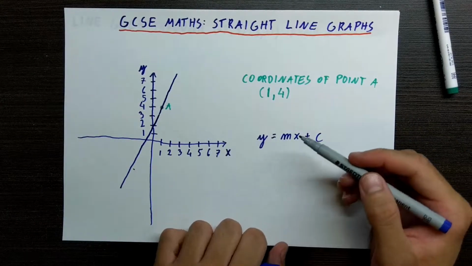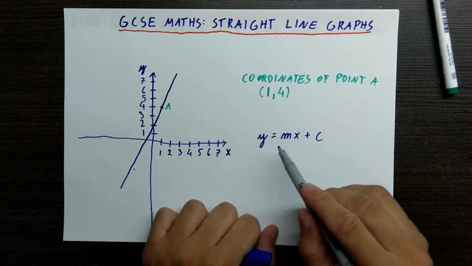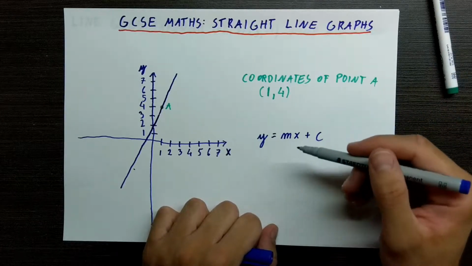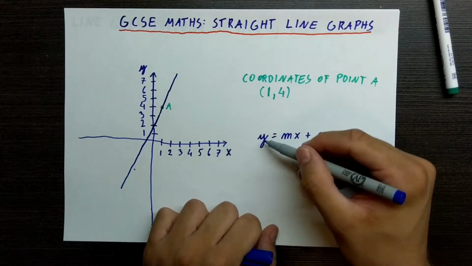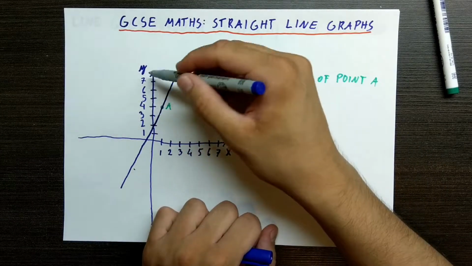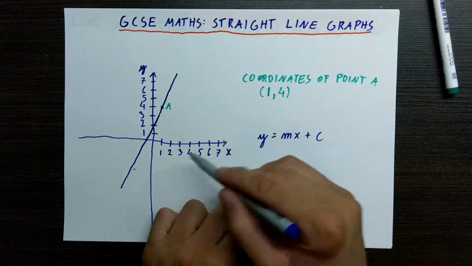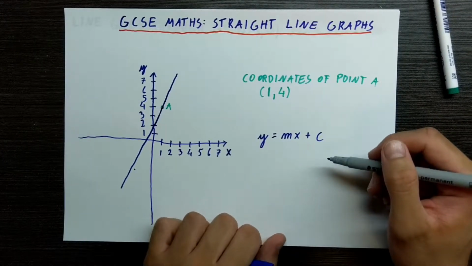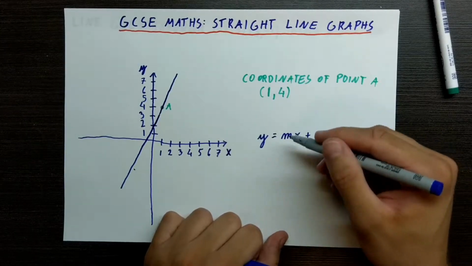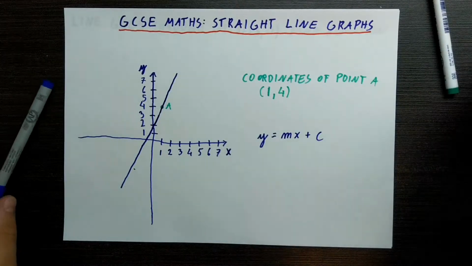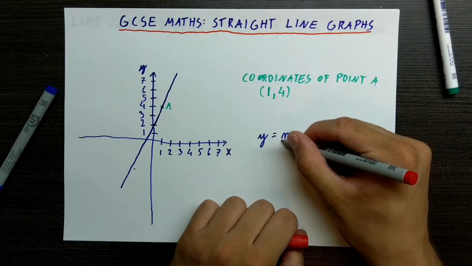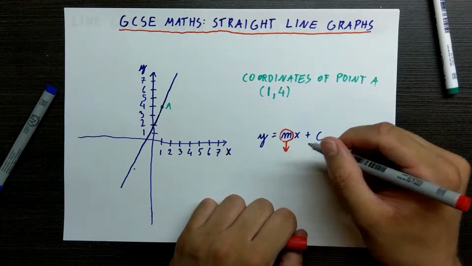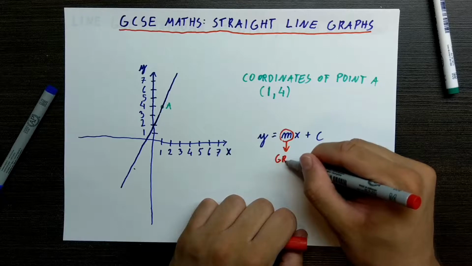Now, you may think, what on earth does it mean? What do these m and c mean? The y and x's, what does it all mean? Well, y of course represents a point on the y-axis, x of course represents a point on the x-axis. However, what are m and c? The letter m is the gradient of the line.